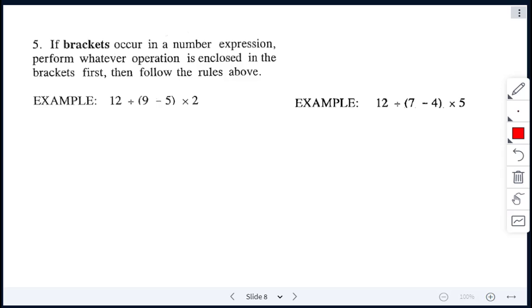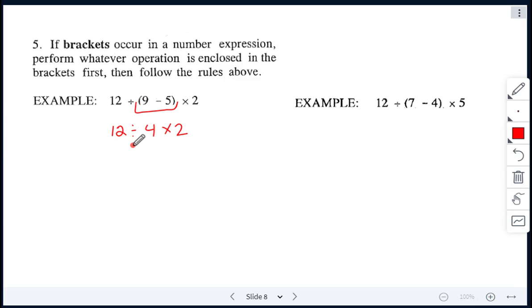So next example here, we're looking at brackets. If brackets occur in a number expression, you're going to perform whatever is inside the brackets first, then you're going to follow the rest of the rules we've already done. So let's take a look here. We have 12 divided by (9 minus 5). So whatever's in the brackets has to be done first. All right, so that becomes 12 divided by 4, and then times 2.